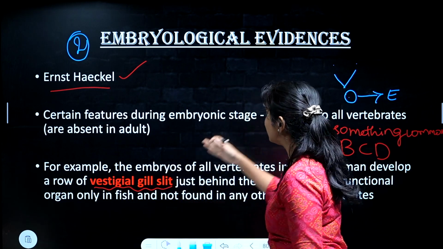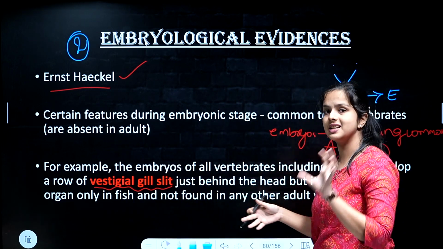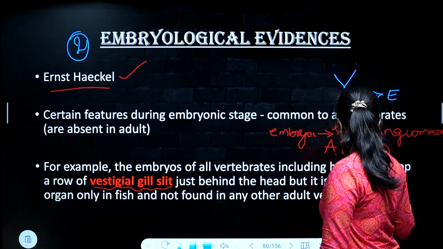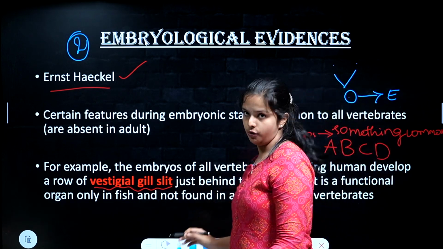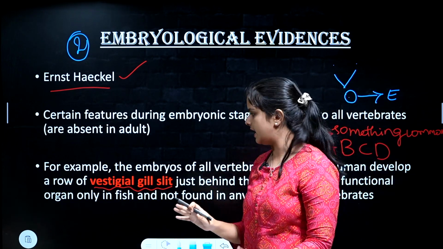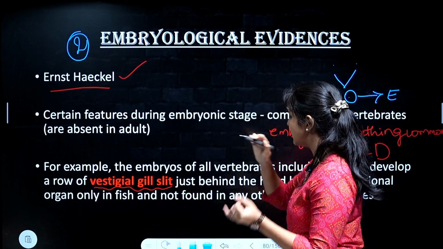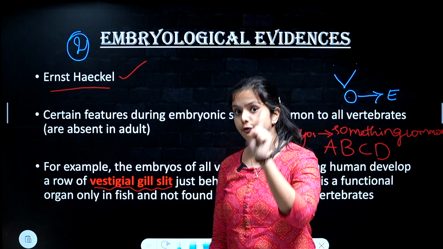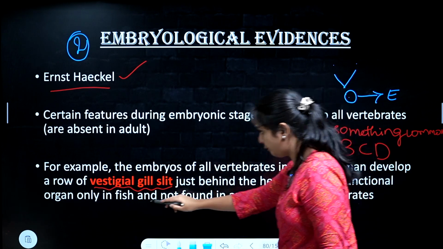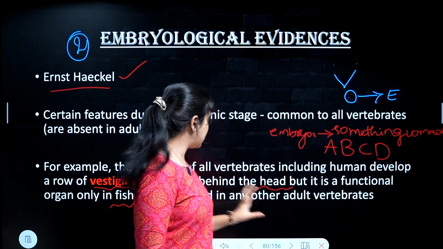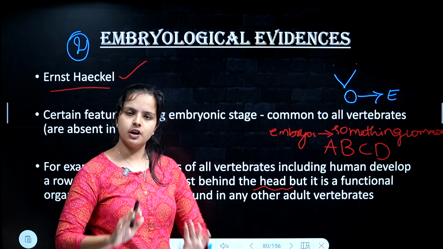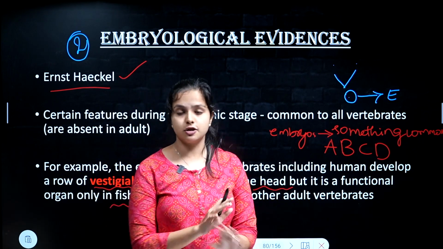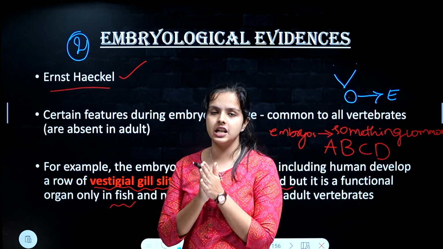Okay, so if we look at different vertebrates, including humans, we can actually see vestigial gill slits in the embryo. It's only seen in the embryo and not in the adult. It's seen in the embryo just behind the head in all vertebrates. But in the case of fish, it is a well developed organ, and it is found in the adult also. But in any other vertebrates, it's not seen in the adult but only in the embryo.